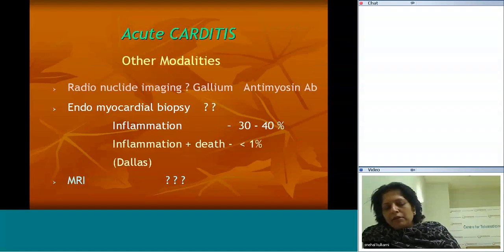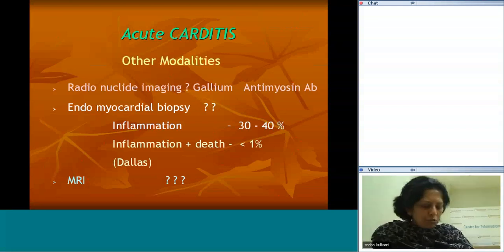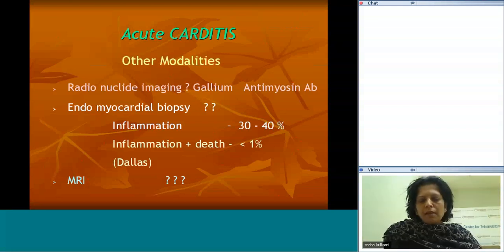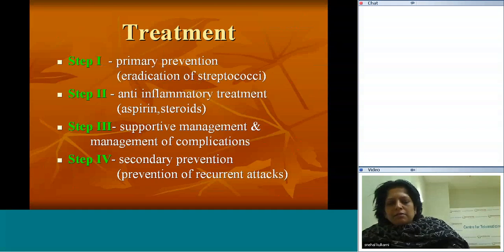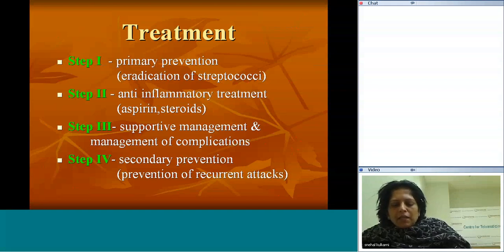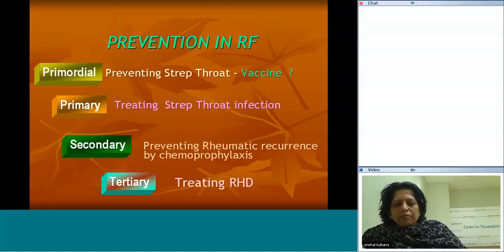Whether MRI can give better tissue characterization for diagnosis of rheumatic carditis also needs to be looked into. Now, as far as the treatment is concerned, there are four steps. Step one is primary prevention, where you work on eradication of streptococcal infection. Then anti-inflammatory agents, aspirin, steroids, supportive management and management of complications, and step four is secondary prevention, that is prevention of recurrent attacks of rheumatic fever.